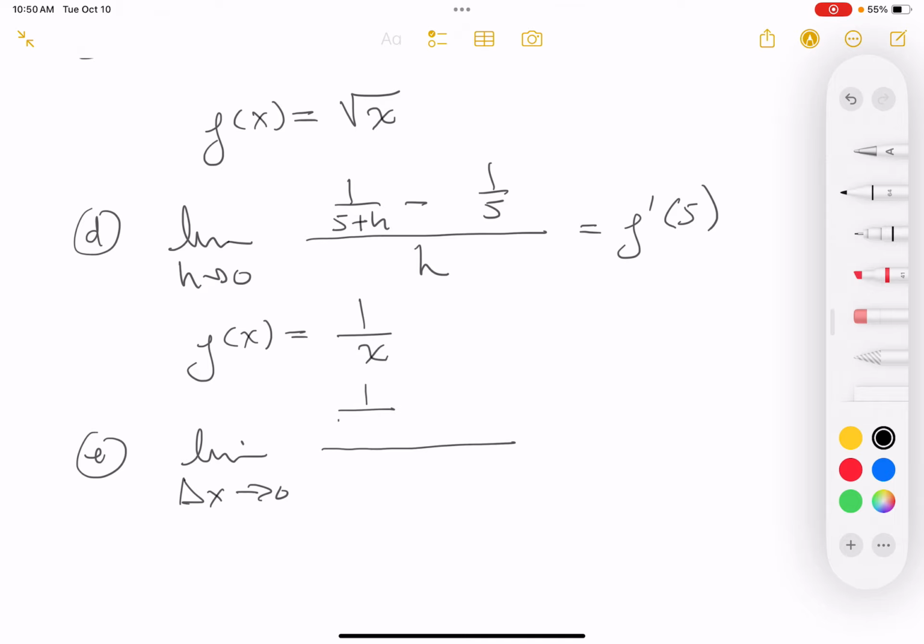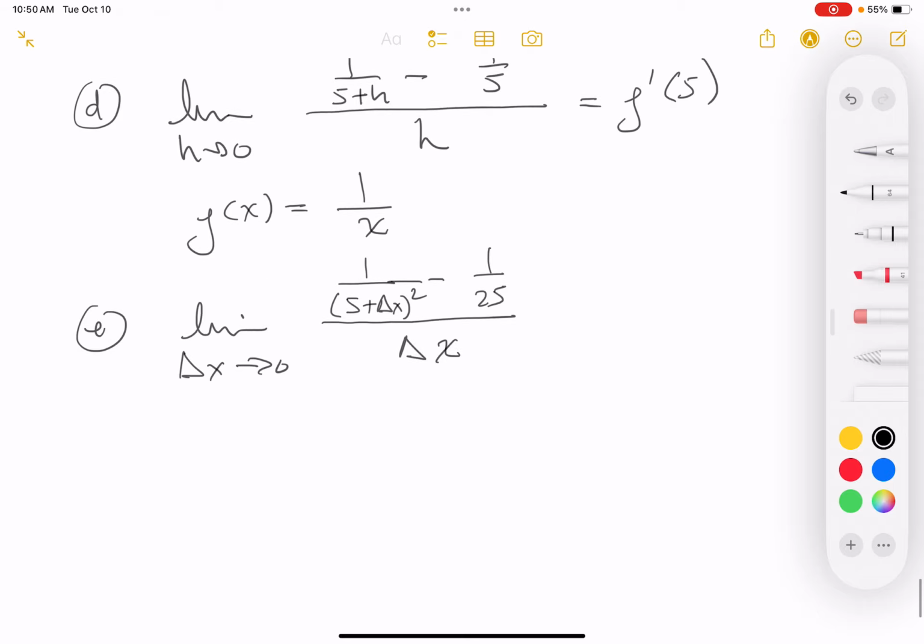And it's 1 over 5 plus delta x minus 1 over 25. And what do you get over here? Delta x. All right? Now, I'm not a big fan of the delta x, so I rewrite it as the limit as h goes to 0. This would be h, and this would be 1 over 5 plus h. You don't have to do this, by the way. And I'm going to write this as 1 over 5 squared.